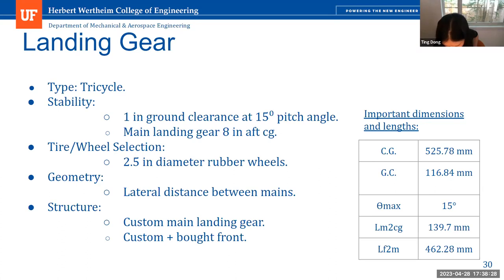And also the bottom two rows, like LM2CG, LF2M. The first one, LM2CG, is the length from the main landing gears to the CG. And the other one is the length from the front landing gear to the main landing gear, between the two gears. Okay. So you need to figure out a clear way to make people understand in your final report. I don't think it's a good idea to just put GC, LM2CG, LF2M there and let the audience guess what it means.